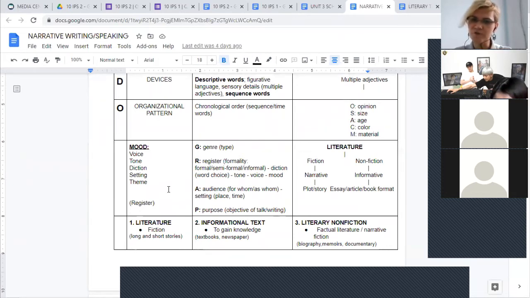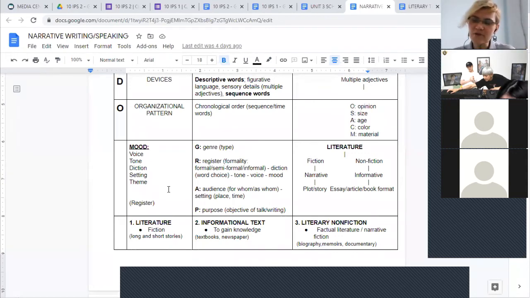GRAB is a shorter form of genre, register. So first knowing the genre, that will determine the register. Register is the formality. Is it formal, is it semi-formal, is it informal? Which then will determine diction. Diction is the choice of words, the vocab that you will use. That then we use to create a tone. Are you angry? Are you happy? Are you sad? Like what tone are you talking?